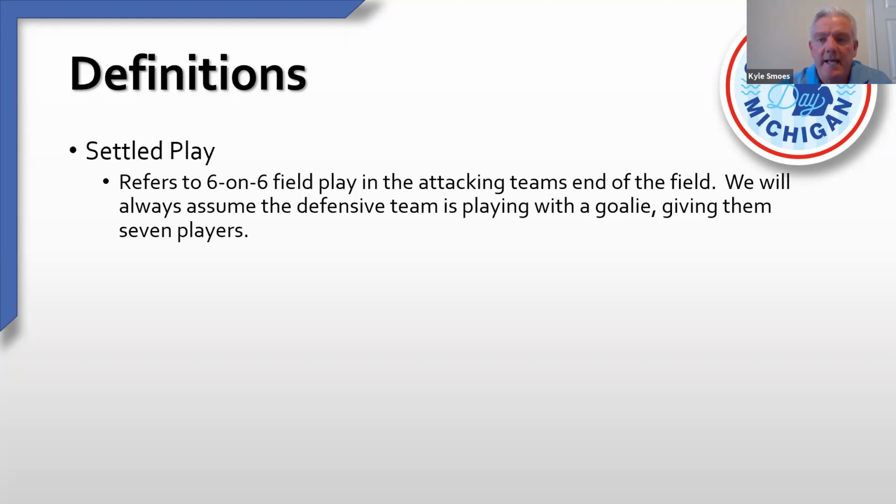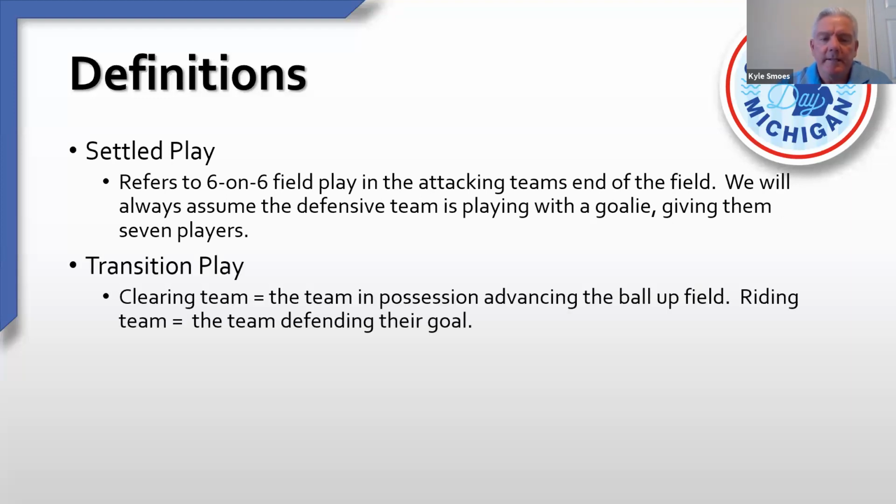The ball is in the attack area, across the midline, and think about it much like basketball in a settled play. So the transition play, that's when you have a clearing team. That's the team with the ball in possession, and they're moving the ball upfield. The other team we refer to in lacrosse as the riding team. That is the team that is defending their goal. So those are the 2 definitions of what we're going to be talking about tonight. We're going to have settled play, and then we're going to have transition.